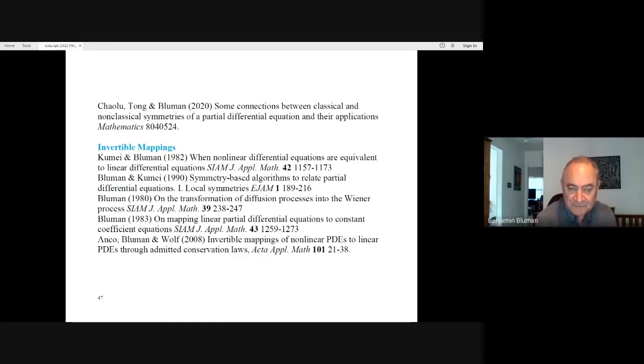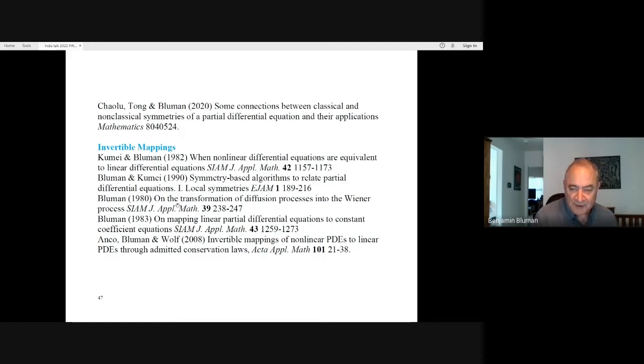Now, on invertible mappings, the first paper was written with my Japanese PhD student, Tsukiyuki Kumei, on when nonlinear equations are equivalent to linear differential equations. But the information is much better explained, and in a comprehensive way, as we tie up the mapping of nonlinear equations into linear equations, and mapping linear equations with variable coefficients to linear equations with constant coefficients. We put them in the same mathematical framework in this 1990 paper.